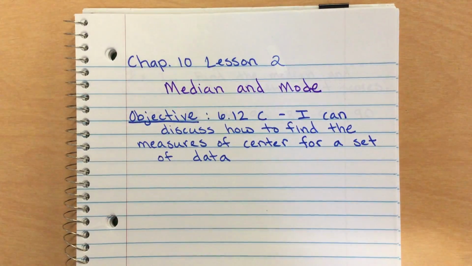Hey guys, tonight's video is Chapter 10, Lesson 2, Median and Mode. Our objective is 6.12c. I can discuss how to find the measures of center for a set of data.